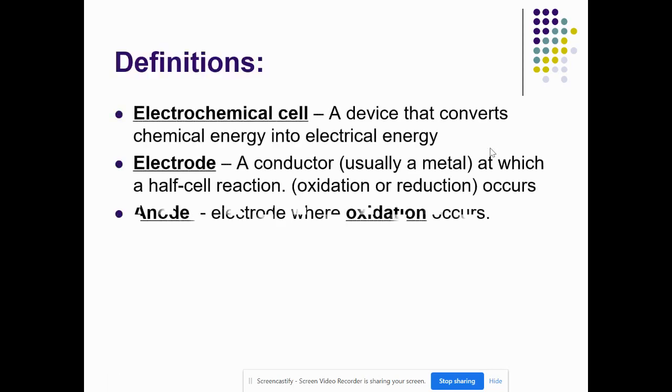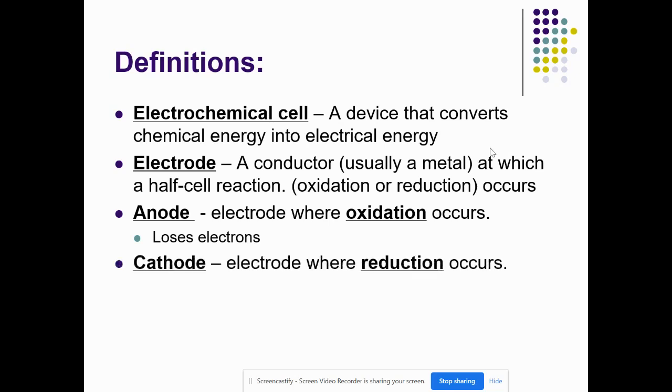So our definitions, we'll go through these. An electrochemical cell converts chemical energy into electrical energy. Electrode: this is a conductor, usually a metal, at which a half cell reaction, oxidation or reduction, occurs. So our anode, this is an electrode where the oxidation occurs. So it loses electrons at the anode. We actually lose mass at the anode as well.